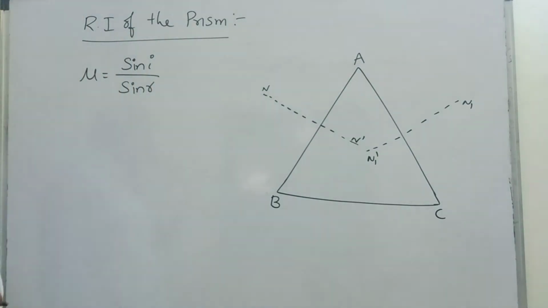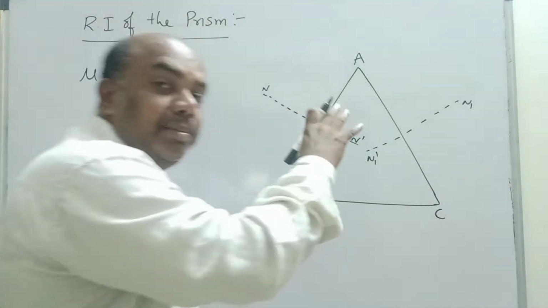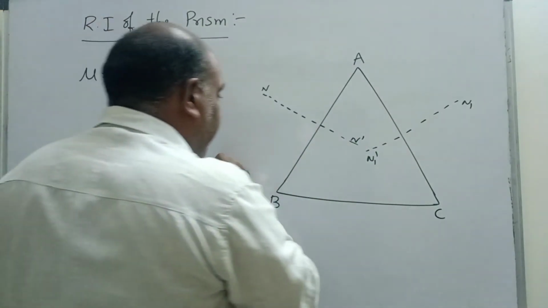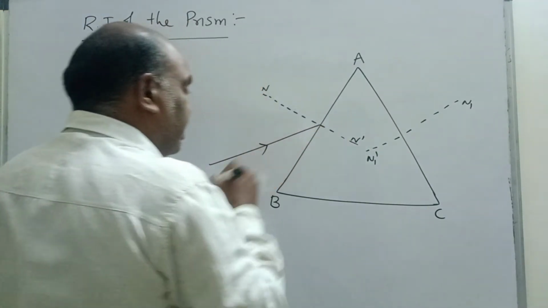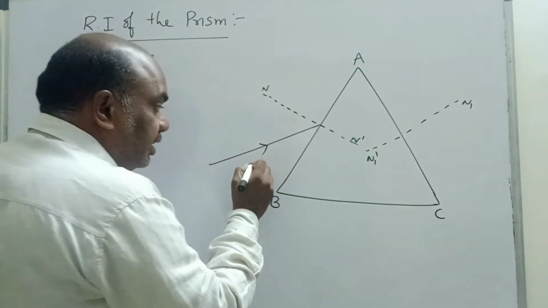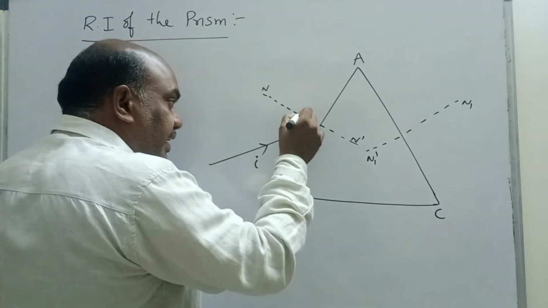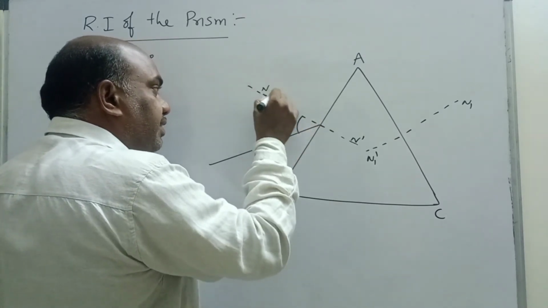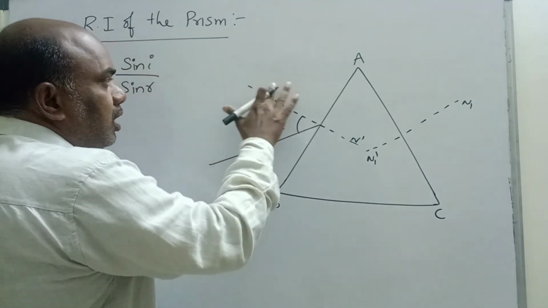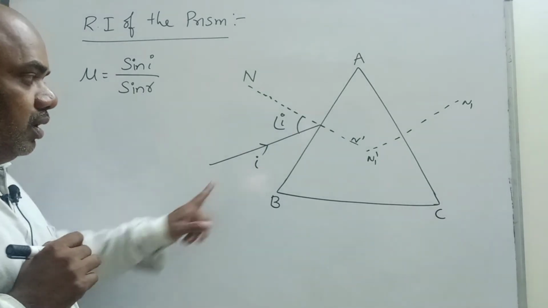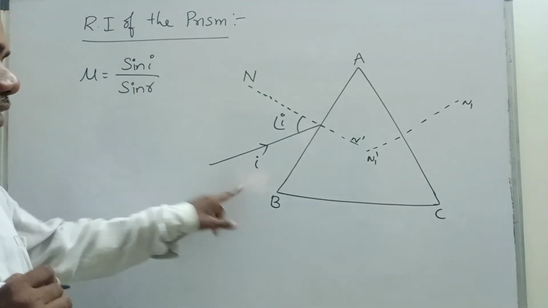Again place the prism on the white sheet and focus the laser light like here. This is the laser light. Where the light ray is coming from, that is called the incident ray. This incident ray is making some angle with the normal, that is called the angle of incidence. The ray coming from the source of light is called the incident ray.